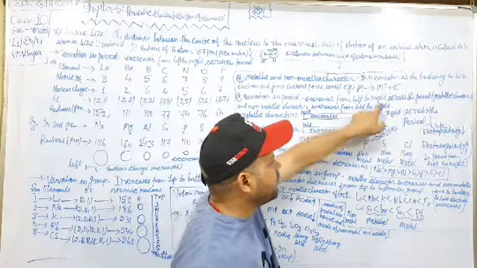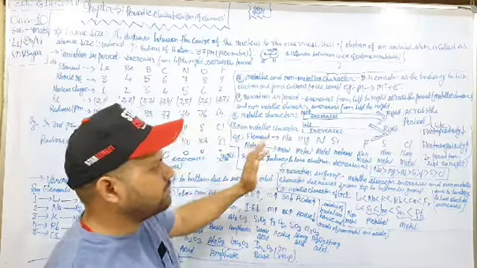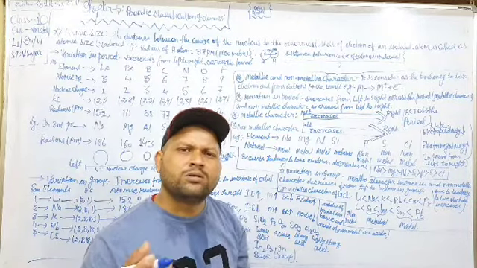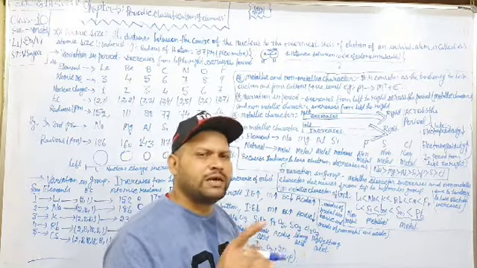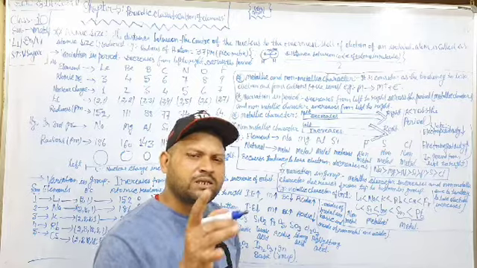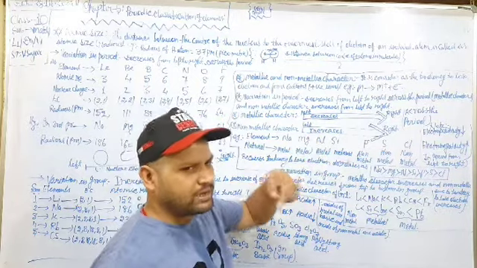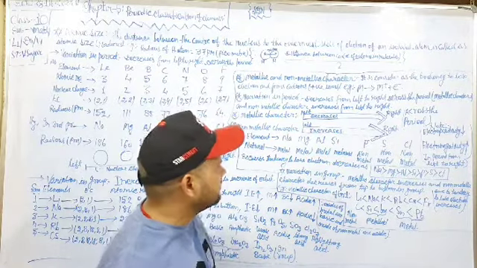Decreases from left to right across the period. How does it decrease? Because the tendency to lose the electron decreases. That's why metallic properties also decrease, and the tendency to gain the electron increases. That's why non-metallic properties increase.